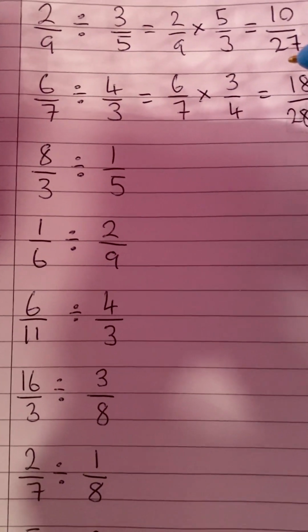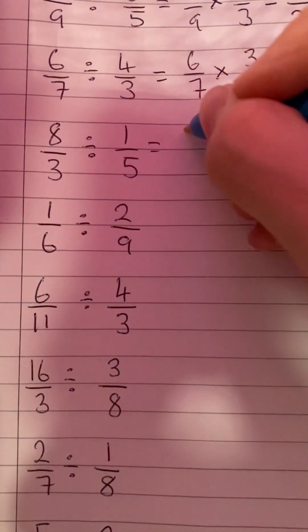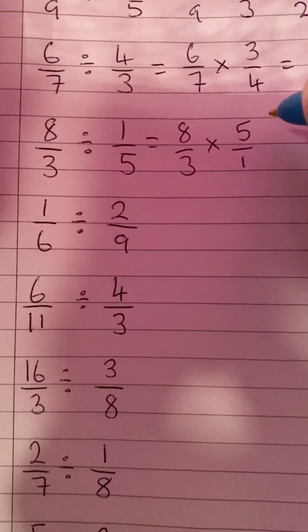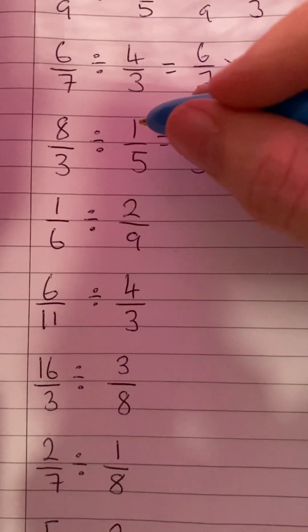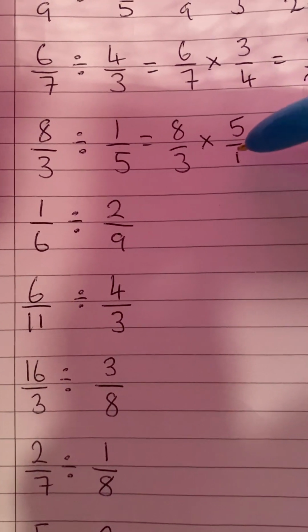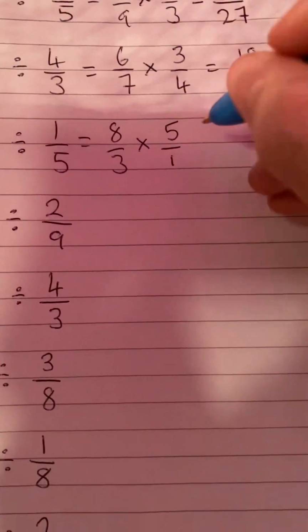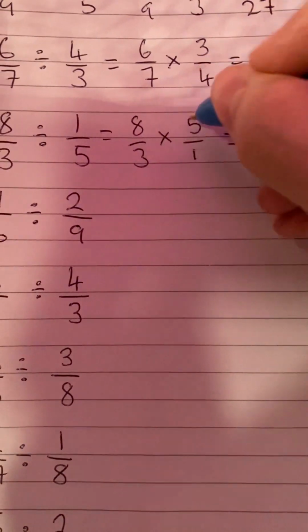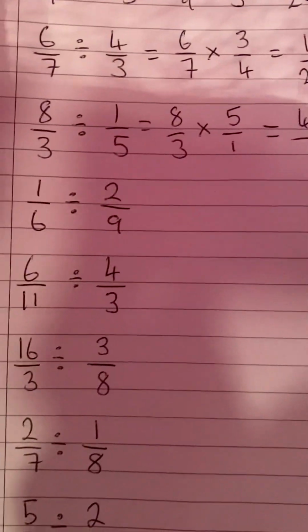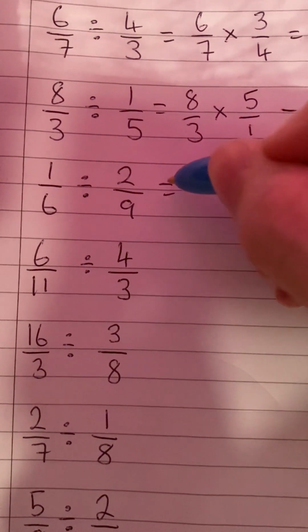So 8/3 divided by a fifth is the same as 8/3 times 5/1. You could say the reciprocal of a fifth is 5, but in this example, it is better to have this 1 just to not confuse the issue. So 8 times 5 is 40, 3 times 1 is 3, and it's 40/3. Next one, 1/6 divided by 2/9.